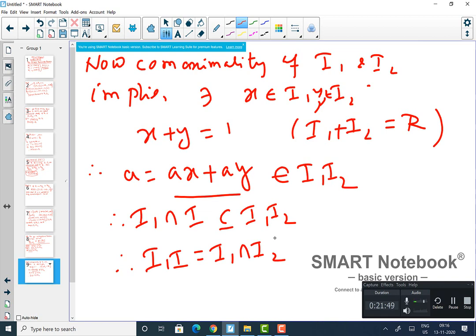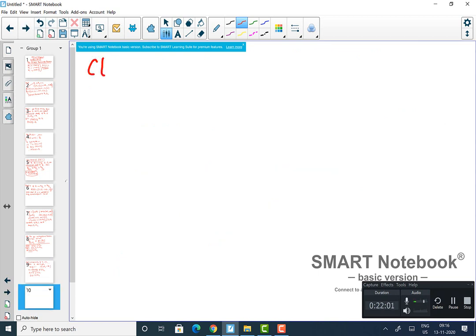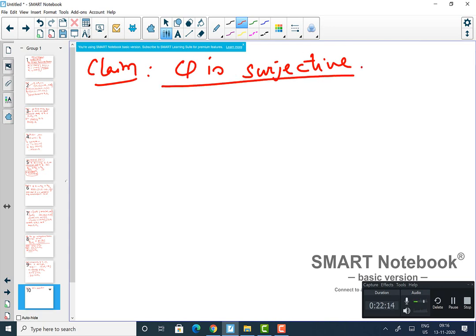Okay, so this part is okay. Obviously, I think you can find out. You understood it. Now for the next part, another claim. So I need to prove that this phi is a surjective homomorphism, right? So how to prove phi is surjective?